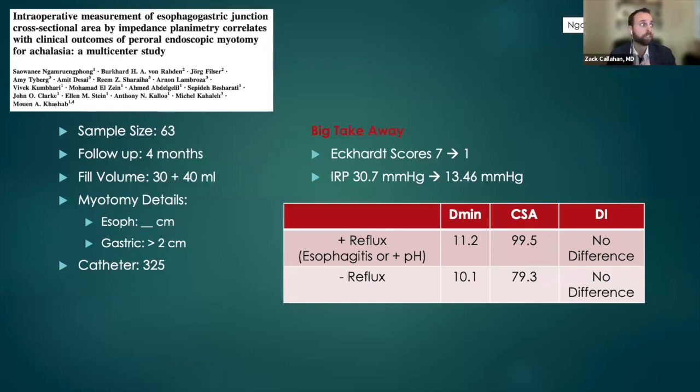And again, you can see a very minor but statistically significant difference in DMIN and CSA, but again, no difference in DI. And I just want to point out that, if you're looking at CSA, the sweet spot is pretty narrow and quite hard to hit. And I'll point out, this was a multi-center study, so I can only imagine the differences in protocol and how these things were reported and how that may affect those results.